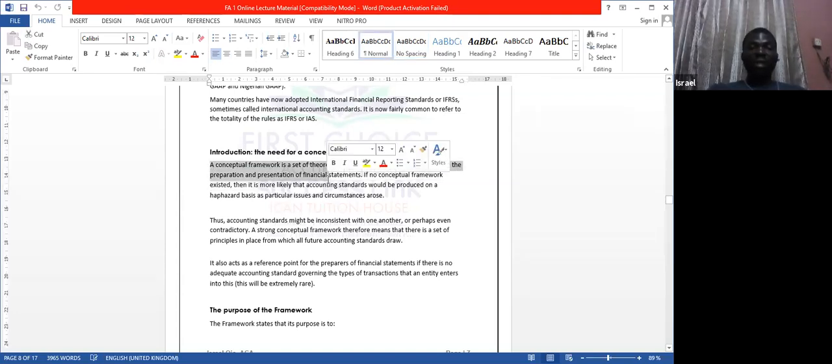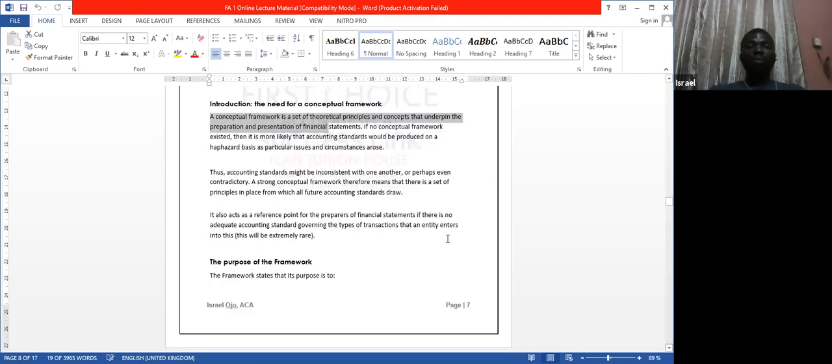So that's why we have it highlighted that a conceptual framework is a set of theoretical principles and concepts that underpin the preparation and presentation of financial statements. Now, this standard, like I told you, has GAAP, which comprises two things: the country law and the accounting standard.